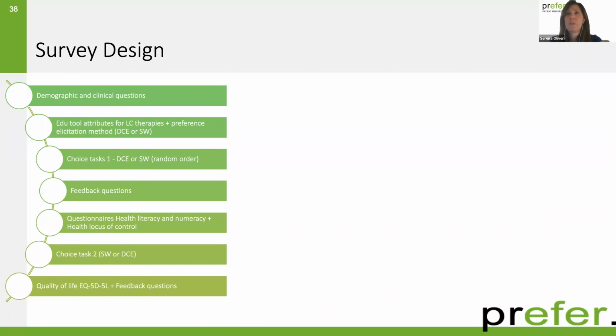After the first choice task, some feedback questions were proposed, along with questionnaires related to the psychological constructs, health literacy, and health locus of control, then followed by the second choice task and a final list of feedback questions. Next slide, please.